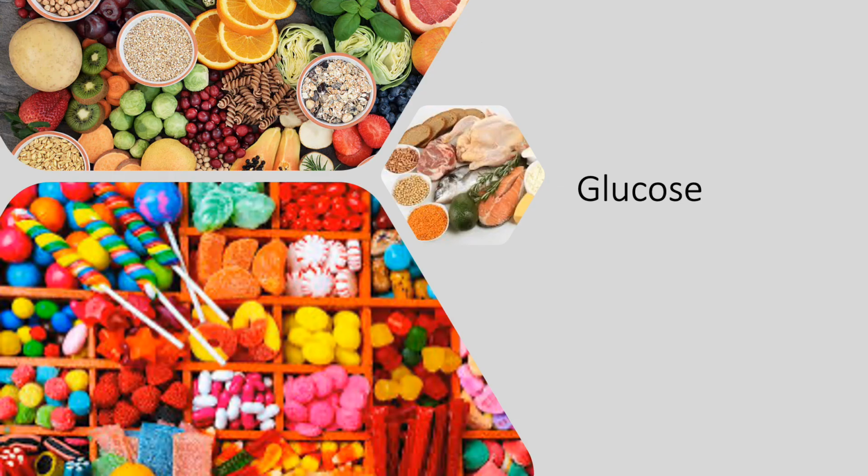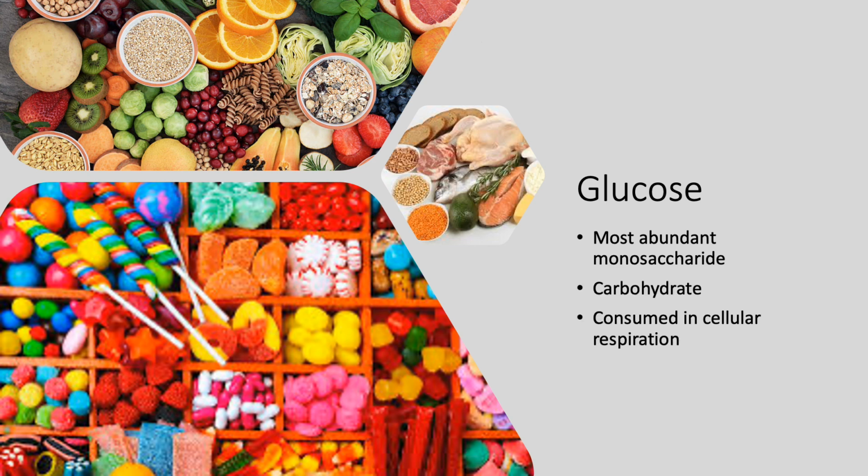The third and final organic compound that we're going to be looking at that appears in our everyday life is glucose. Now, glucose is the most abundant monosaccharide, and it is a carbohydrate. As I mentioned before, glucose is consumed in cellular respiration. However, it is produced in photosynthesis. In cellular respiration, the first step is glycolysis, where glucose is converted into two pyruvate molecules. However, in photosynthesis, glucose is one of the products.